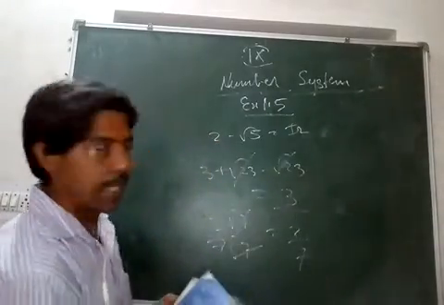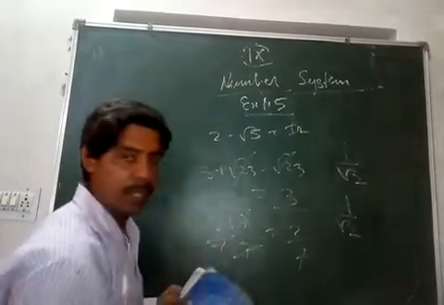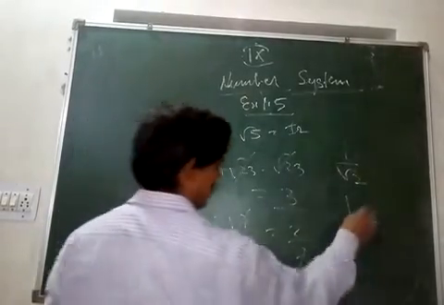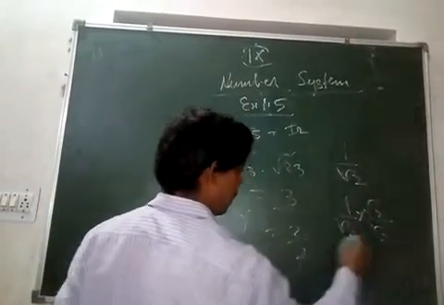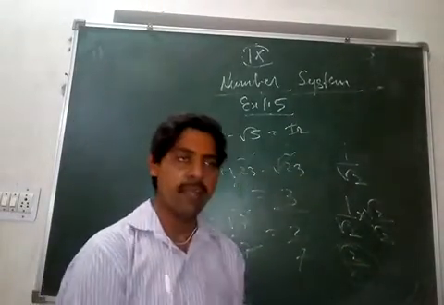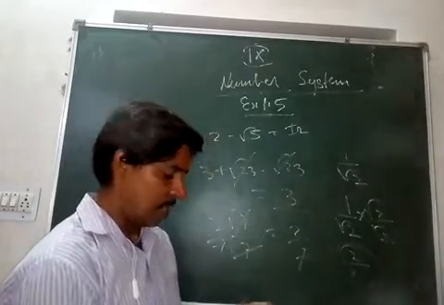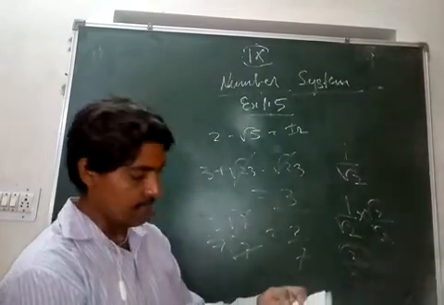1 by root 2 is irrational. Why is it irrational? Because even if you rationalize, as I told you in the last classes, root 2 by root 2, if you multiply, you get root 2 by 2. This is irrational. Root of a non-perfect square number is irrational. 2 pi we will discuss in the third question, so wait for 2 pi.